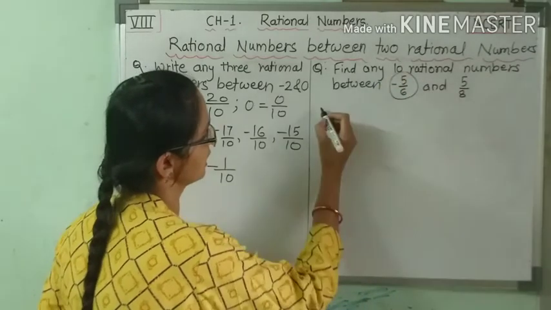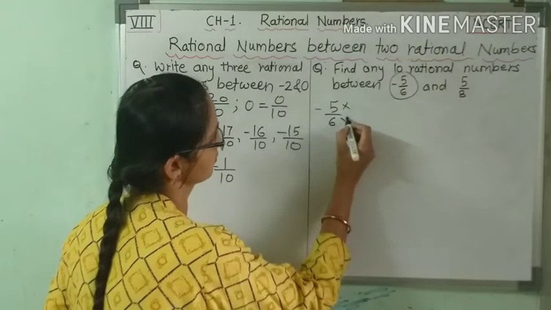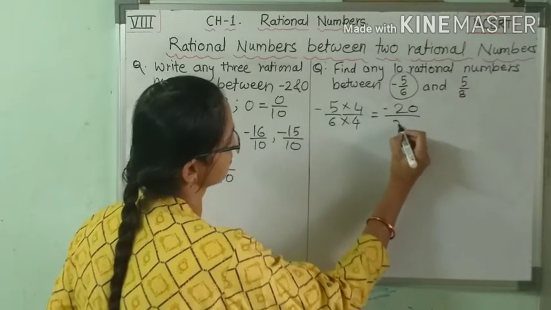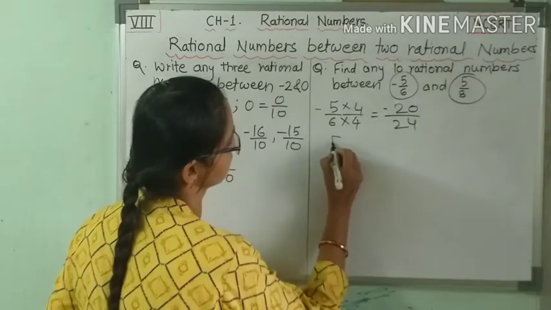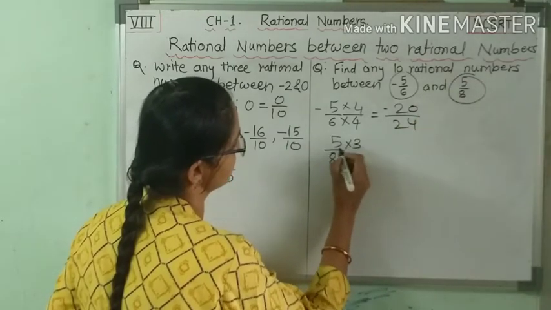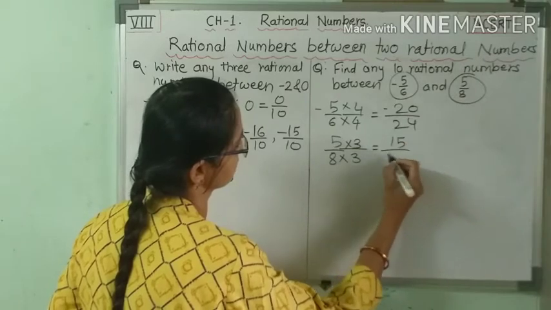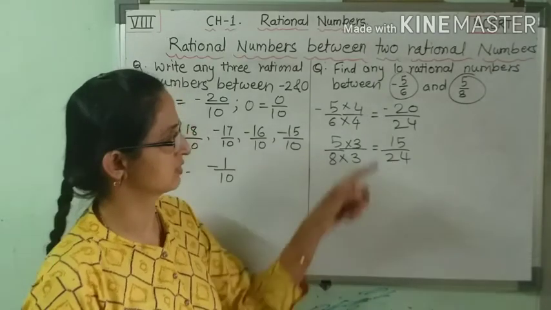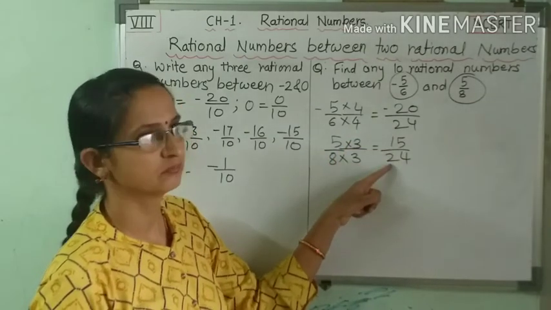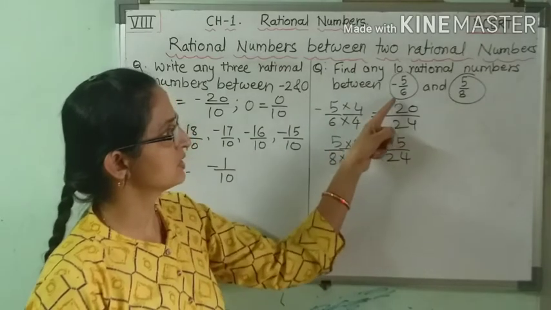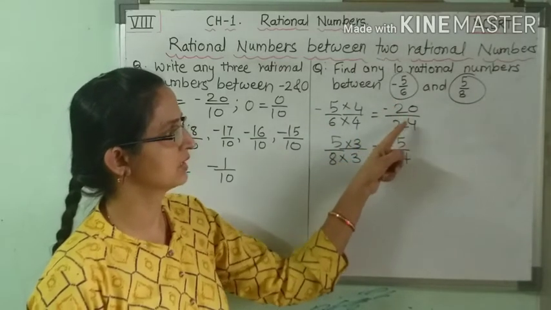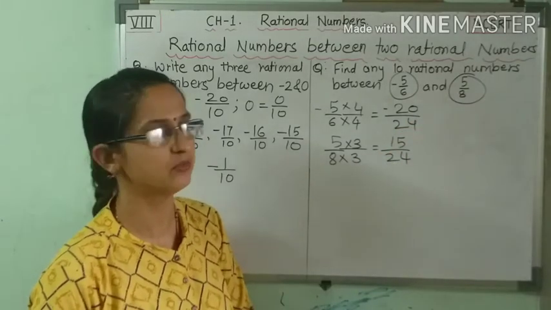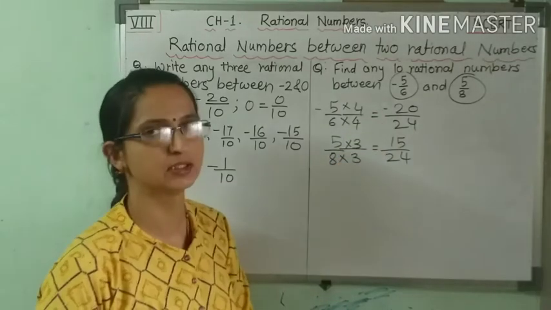So multiply the first fraction by 4 and the second fraction by 3. Now these are like fractions, with the denominator 24 in both. So -5 upon 6 becomes -20 upon 24, and 5 upon 8 becomes 15 upon 24. Now it is easy to find numbers between these two rational numbers.